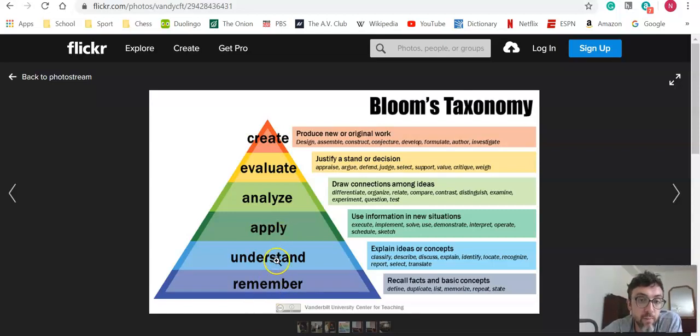Maybe one unit it's remember, understand, the next unit is apply, analyze, and then maybe as you get on in the year, you do a lot more evaluating and creating. That could be. However, upper level high school, definitely even down to freshmen, I would design each unit going from remember and understand all the way up to create.